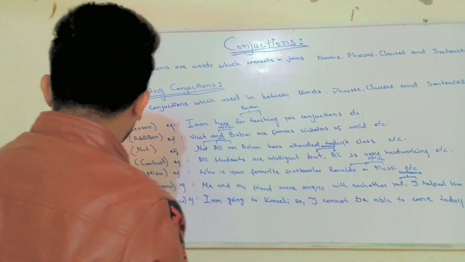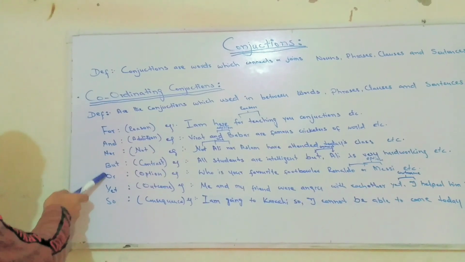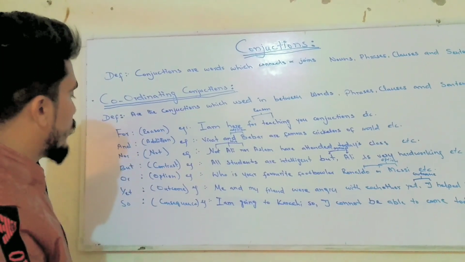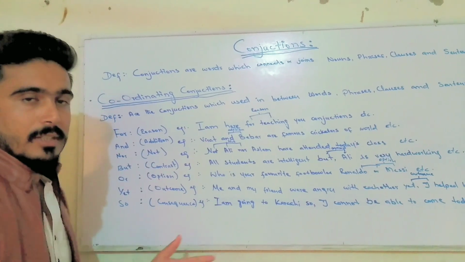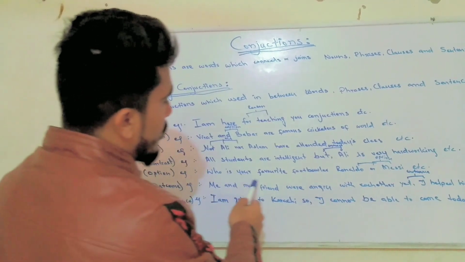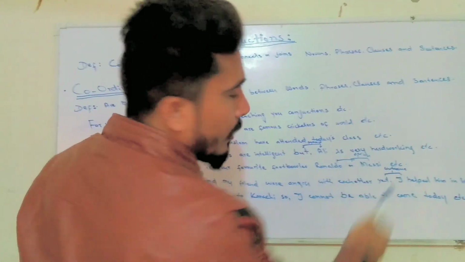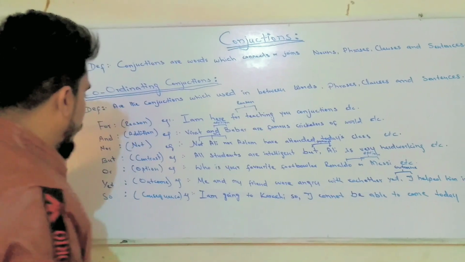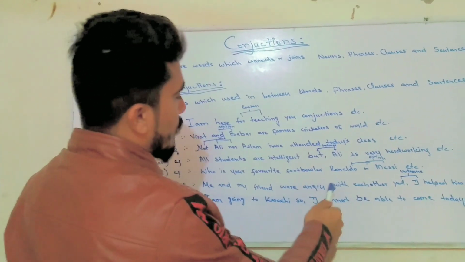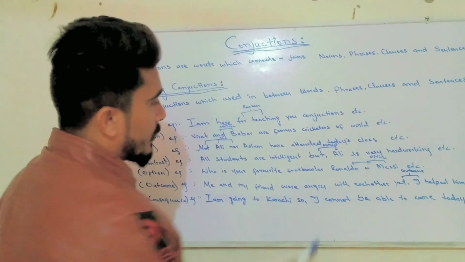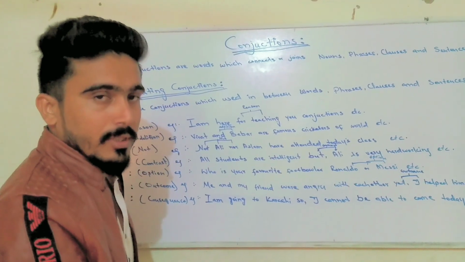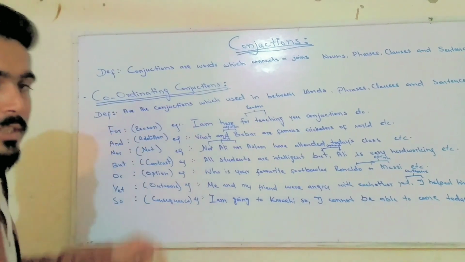So I have written over there. And another conjunction is or. What is or? Or shows option in sentences. Like I have given an example here: who is your favorite footballer, Ronaldo or Messi? See, here it shows the option of what? He asked who's your favorite footballer, Ronaldo or Messi? So here it also shows the choice and option as well.